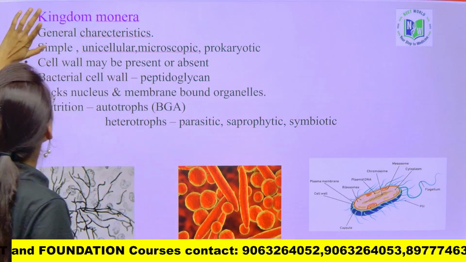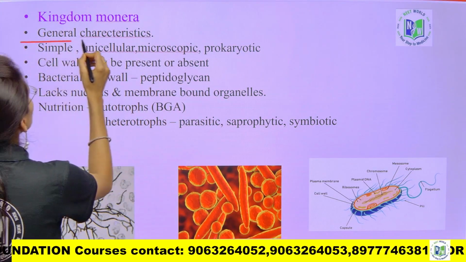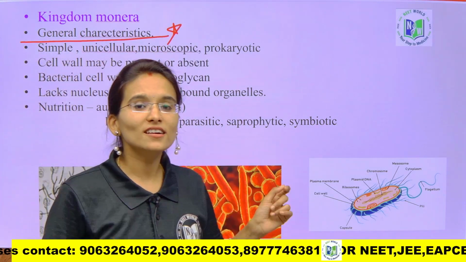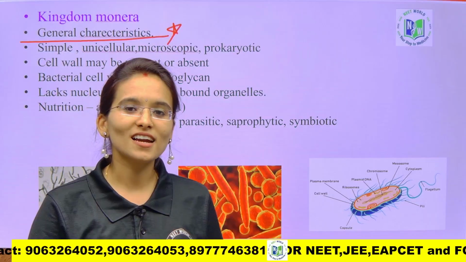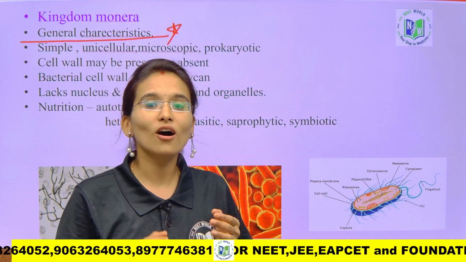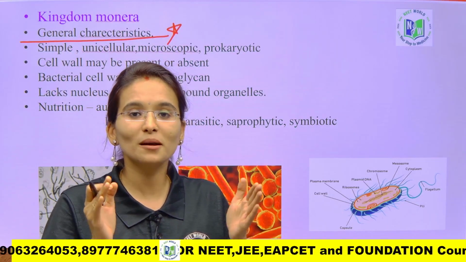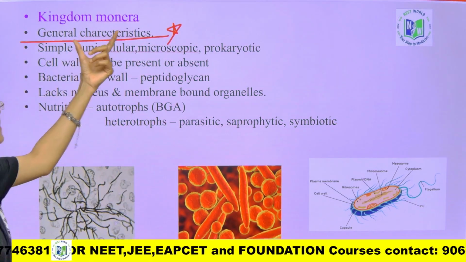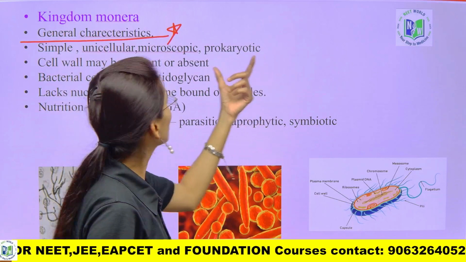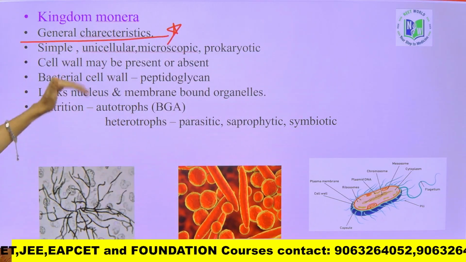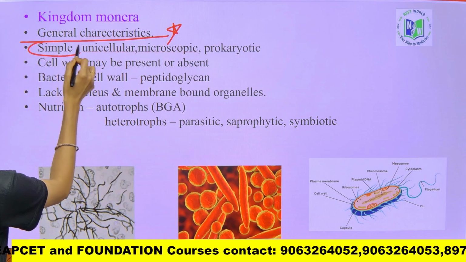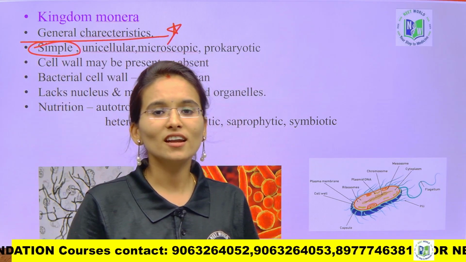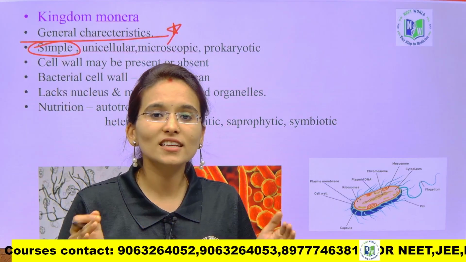So, kingdom Monera. Now we are going to see the general characteristics. From here the actual lesson is going to start. Here you need to remember all the main characteristic features of that particular kingdom. Now, the characteristics of the kingdom Monera. What is it going to include? These are simple, in the sense that the organisms included in the kingdom Monera do not contain any complexity in nature.